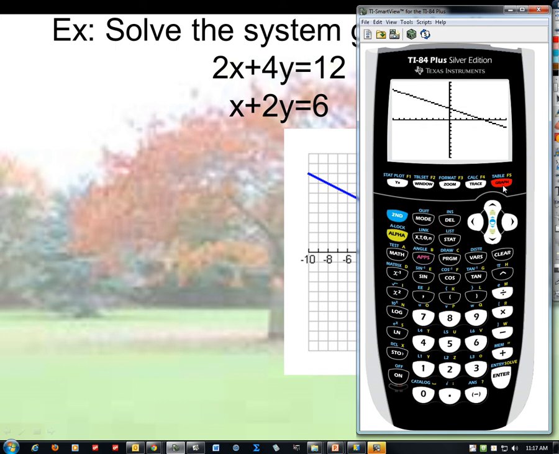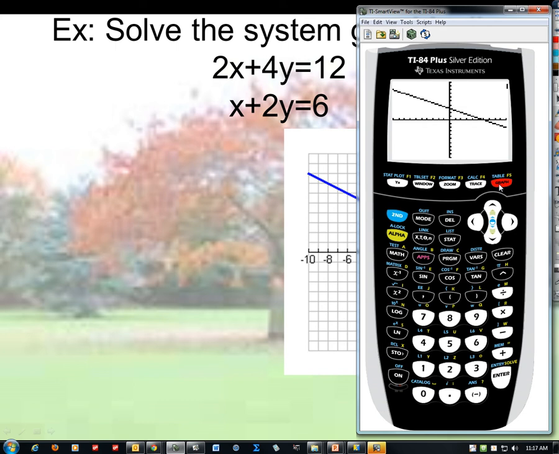I hadn't thought of this, but a student last period came up with maybe a better solution to this. You can do that. There's another way you can do this, though, on your calculator.